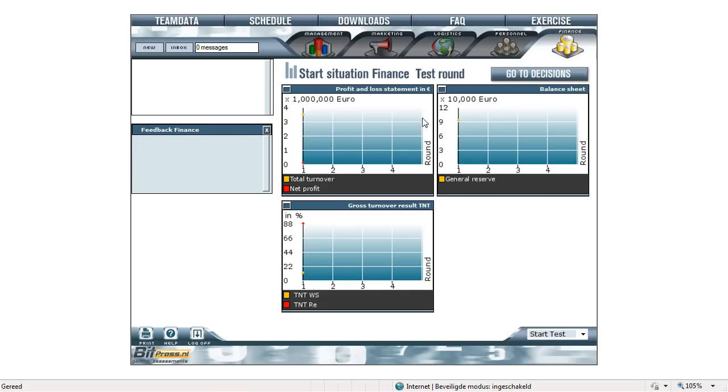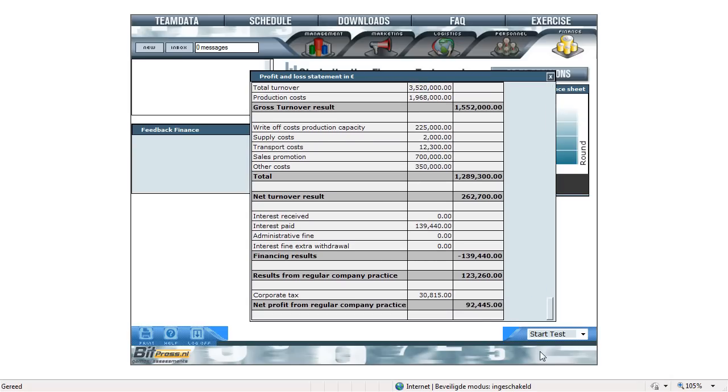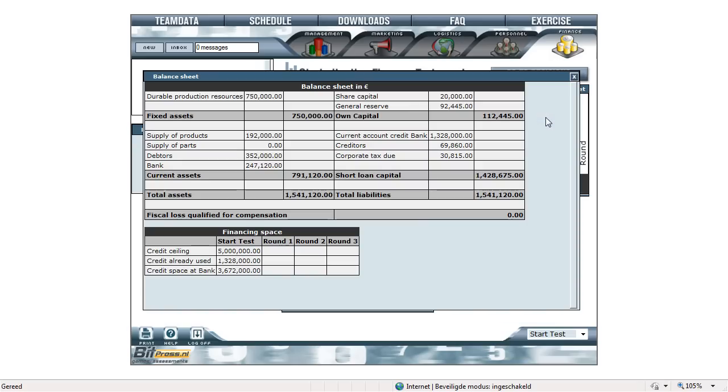Now let's go to finance and have a look at our profit and loss statement. You can see in the starting situation that we had a net profit of 92,445 euros. Looking at our balance sheet, we can see we have 247,1000 euros in the bank, and we still have financing space, credit space at the bank of 3.6 million.